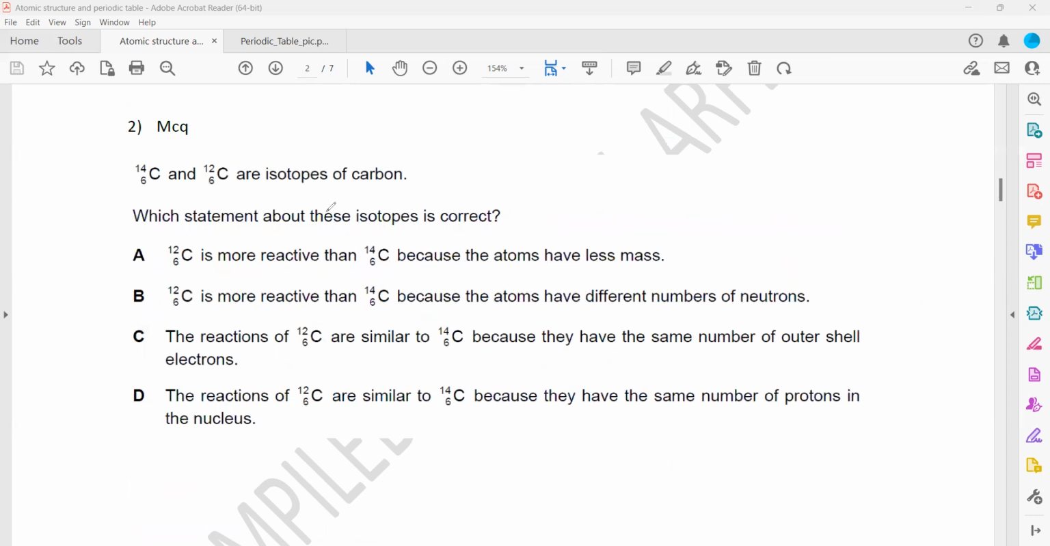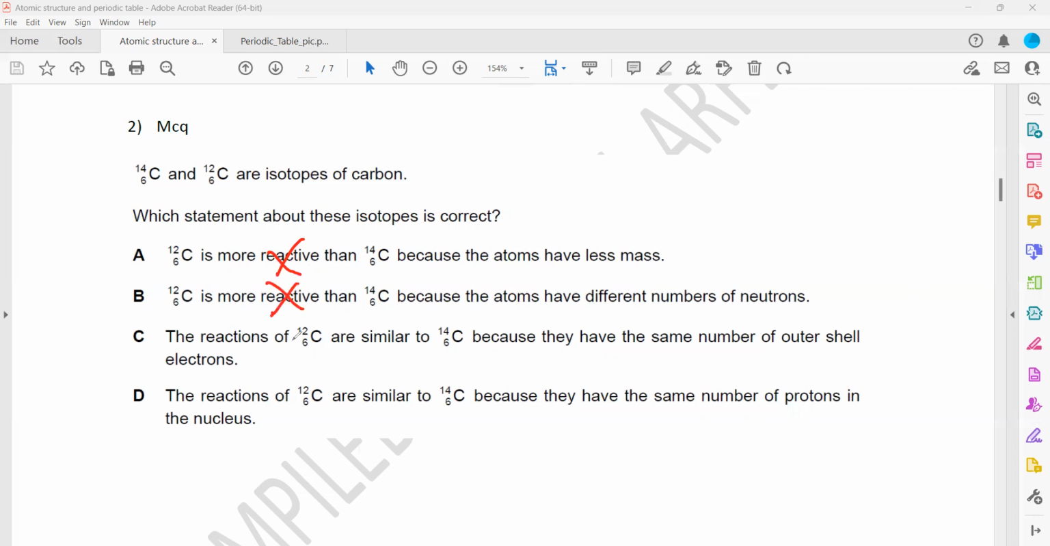In question 2, we have two isotopes of carbon again. Which statement about the reactivity of isotopes is correct? They have the same reactivity. So "carbon 12 is more reactive than carbon 14" is wrong.